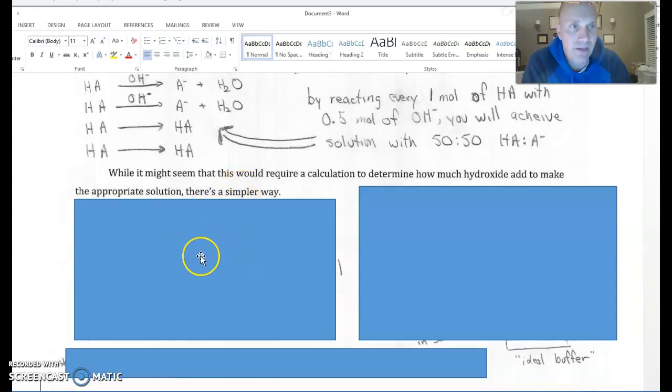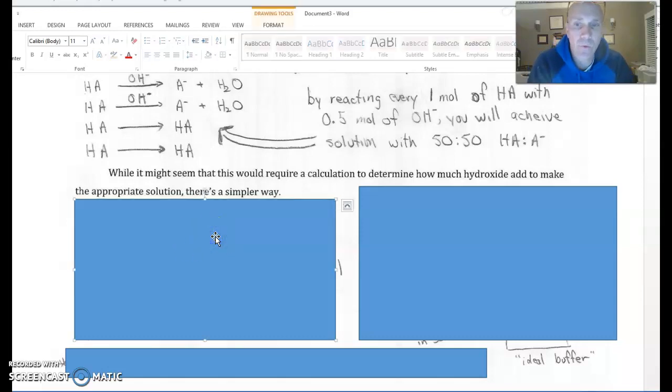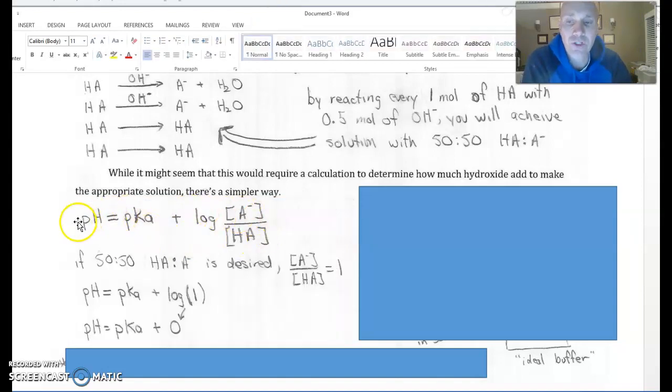This might sound kind of complicated at first, but experimentally, in terms of how easy it is to make this buffer solution in a laboratory and make sure that it's precise, this is actually a better way to do it. We're going to take advantage of that equation we talked about a little bit earlier, the Henderson-Hasselbalch equation, which says pH equals the pKa plus the log of A minus over HA. Again, this is the pH of whatever your solution is, and this would be the pKa of some weak acid.